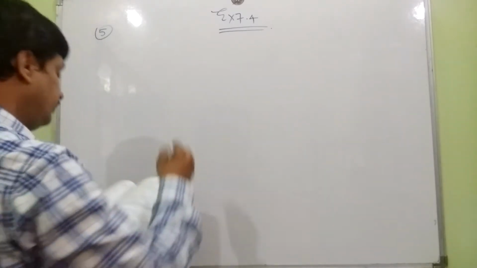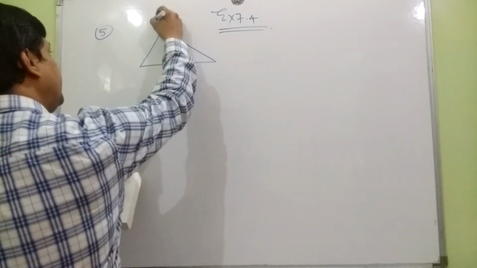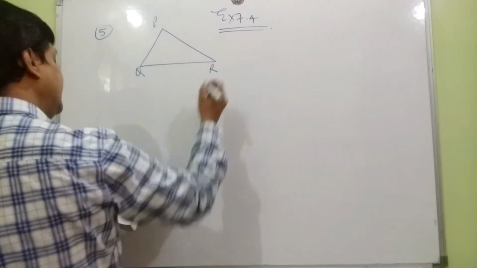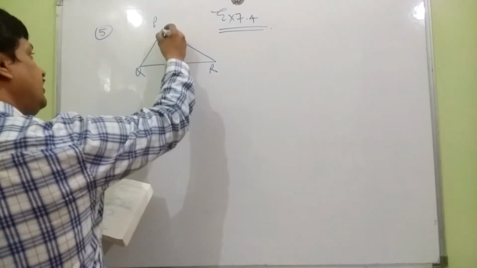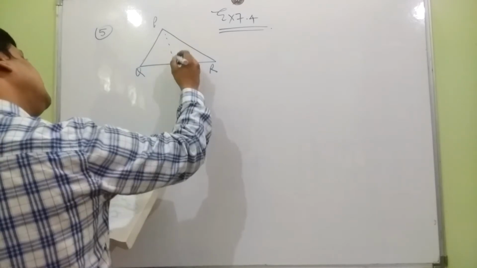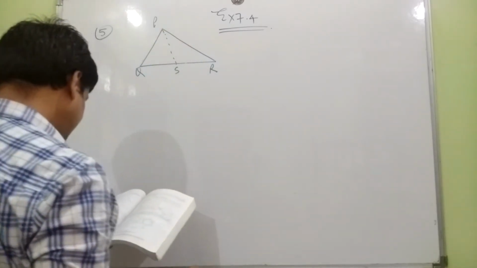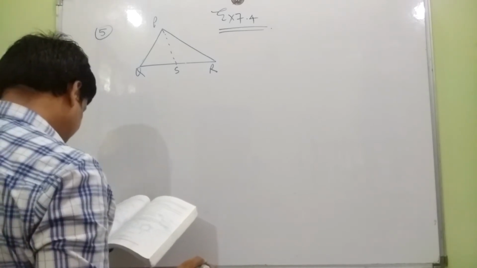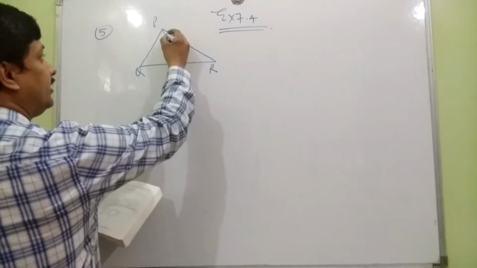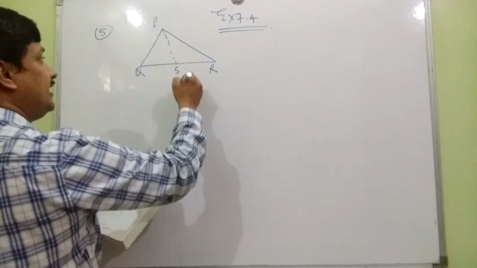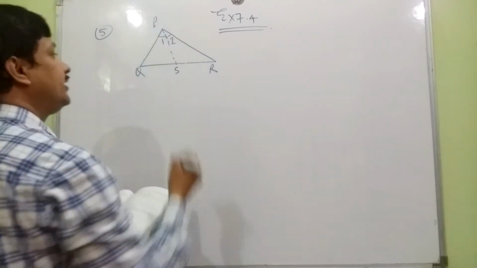In the figure, triangle PQR is given, and it is said PR is greater than PQ. This side is greater than this side. Also, there is a line PS. This line segment, this bisector, bisects angle QPR. What does it mean? This line will divide the angle into two equal parts. So angle 1 will be equal to angle 2.